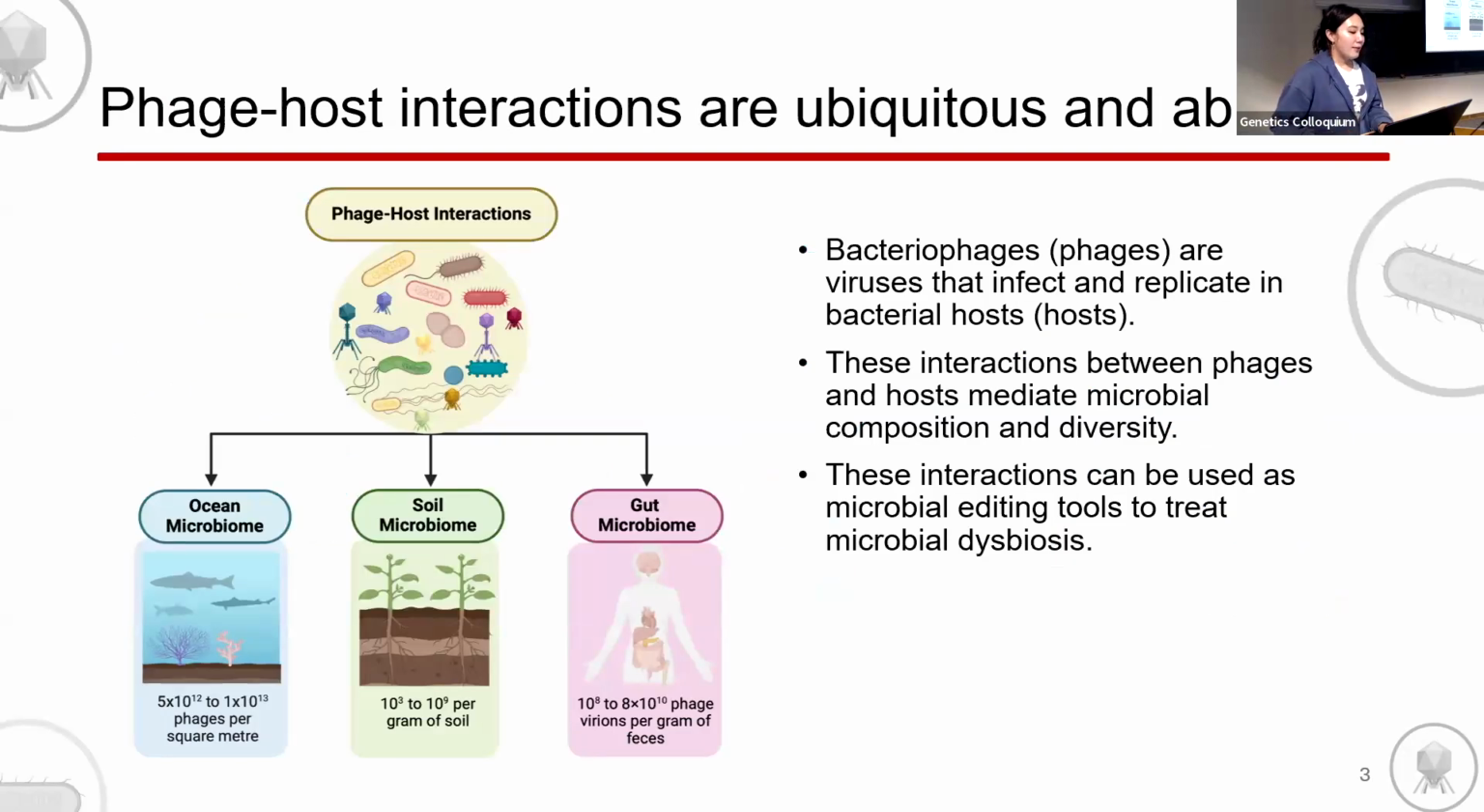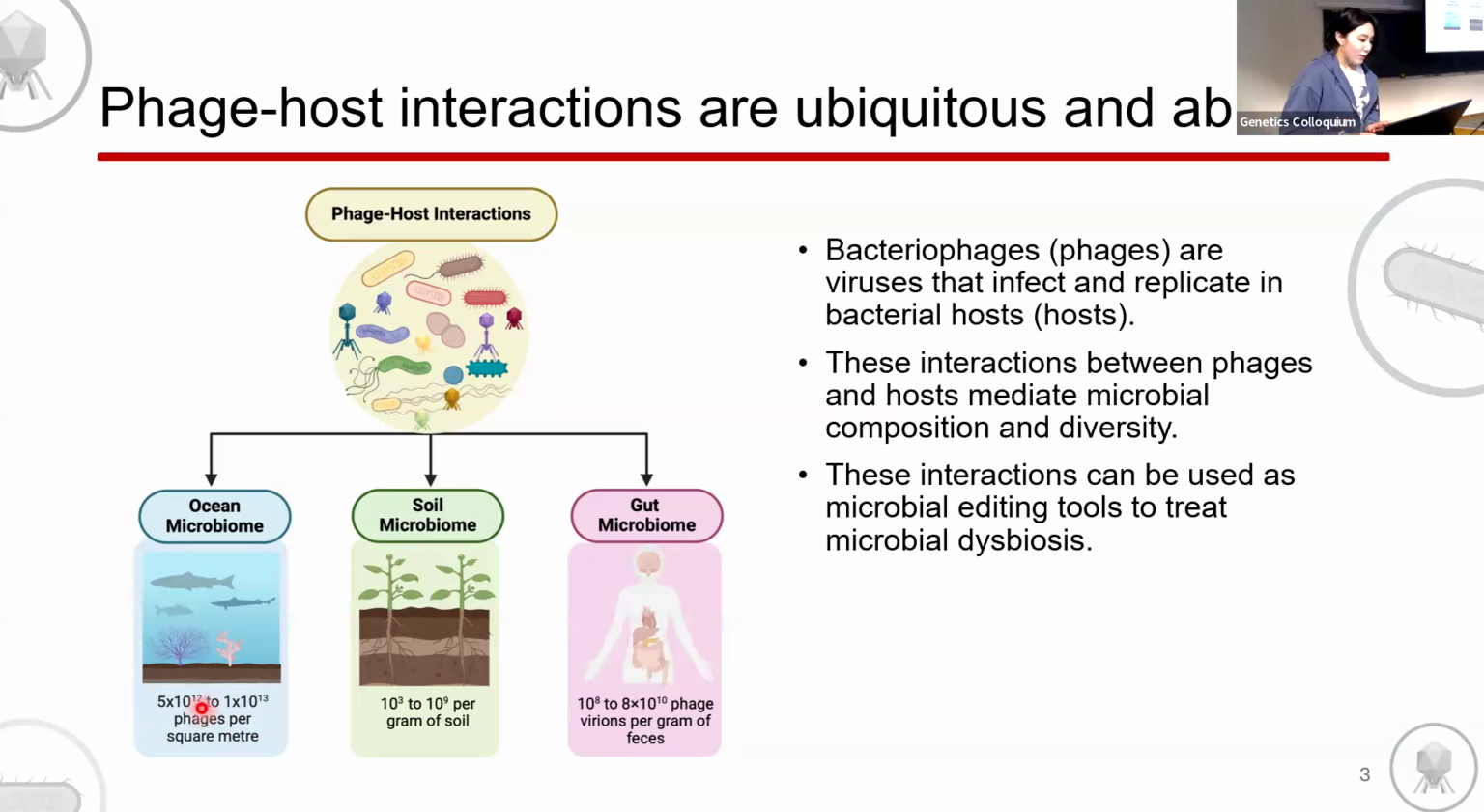So phage-host interactions are ubiquitous and abundant. Bacteriophages, or phages, are essentially viruses that specifically infect and replicate inside bacterial hosts, or as I'm going to call them, hosts. These kinds of interactions mediate all different kinds of microbiomes, such as the ocean microbiome, the soil microbiome, and the gut microbiome. They actually mediate the composition and diversity, and you can see that there are pretty high abundances.